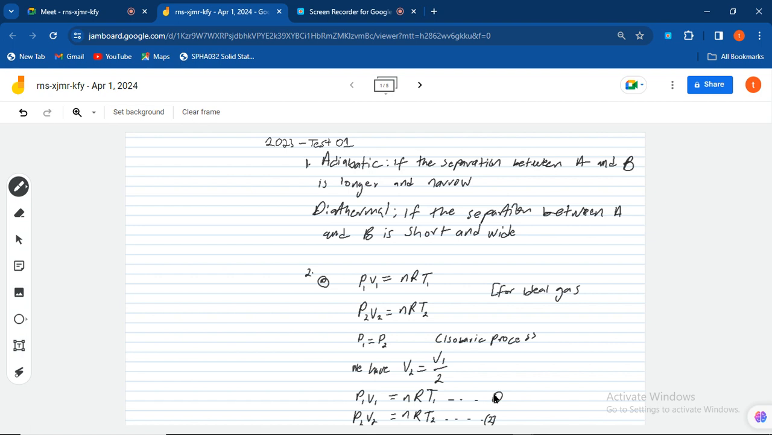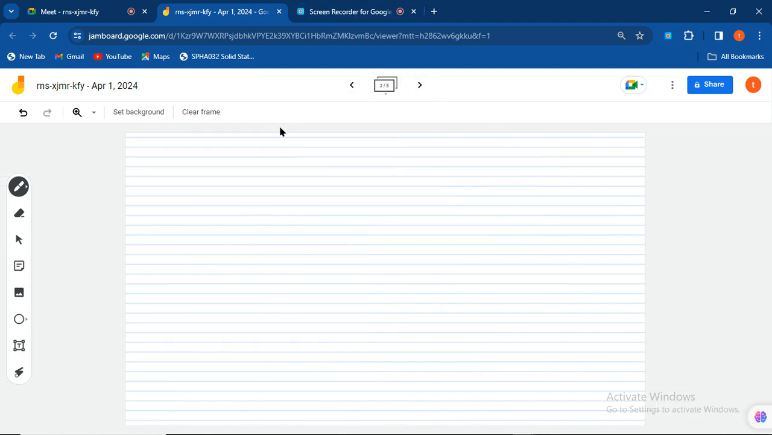This is your second equation. And then they say you divide equation 1 by equation 2, and then you're going to have p1 over p2 equal to n r t1, and then n r t2.